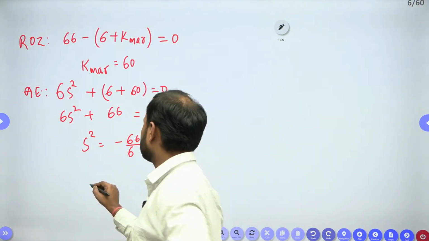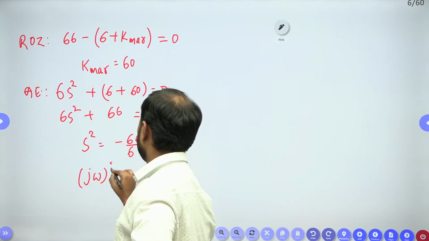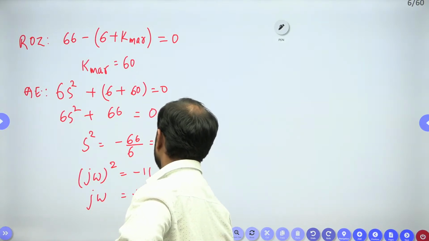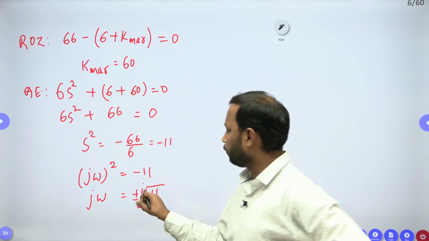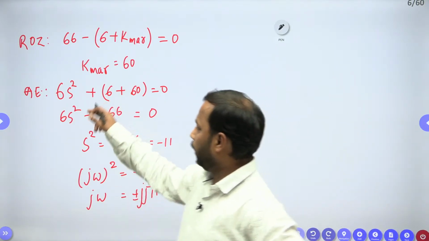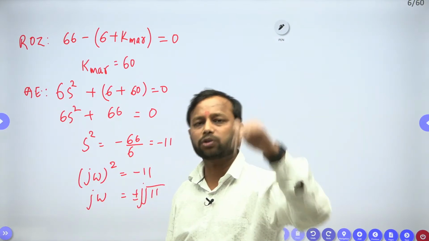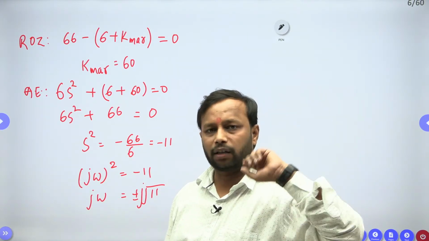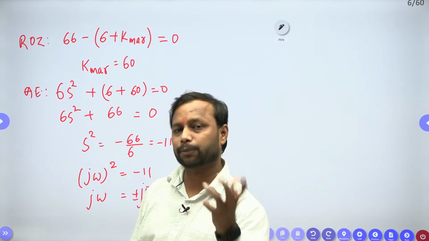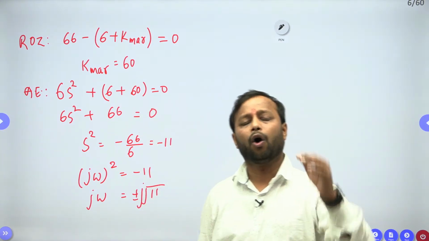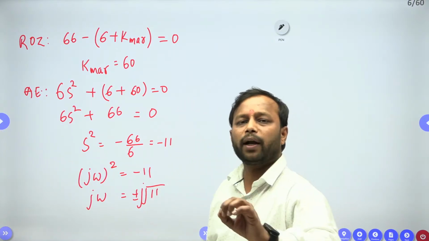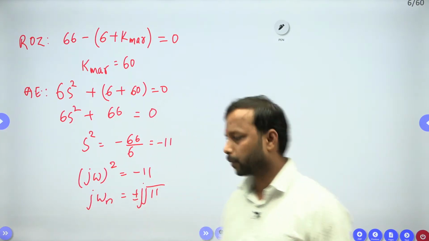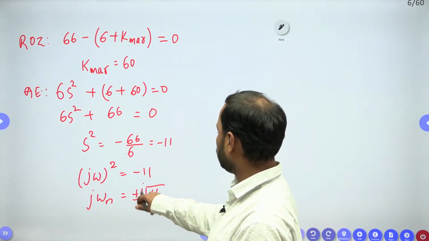What is S? S is j omega, whole square. This will be minus 11. So, j omega will be equal to plus minus root over 11 j, because of the negative sign, we will be having the imaginary part. Now, whenever your system is oscillating, it has a sinusoidal term in the time domain, so the response will have a sinusoidal or cosinusoidal function, cos omega, so that omega will be the natural frequency. So, here omega n will be equal to plus minus j root over 11.